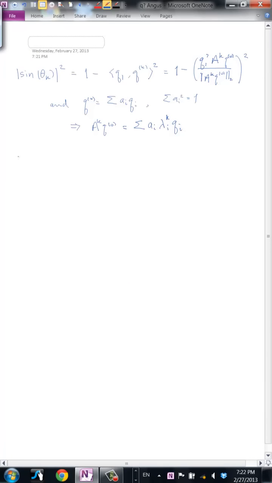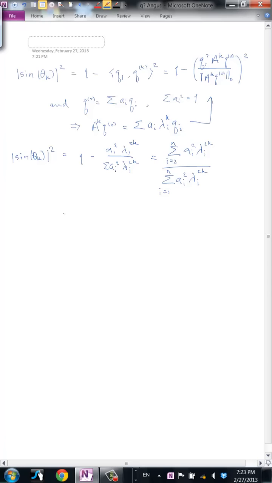So what can we get now for sine theta k squared? This is just plugging in this definition. Plugging that in, I get that this is 1 minus a1 squared lambda 1 to the 2k divided by the sum of ai squared lambda i to the 2k. And now bringing the 1 into the fraction, this is just equal to the sum from i equals 2 to n of ai squared lambda i to the 2k divided by the full sum, the sum from i equals 1 to n of ai squared lambda i to the 2k.